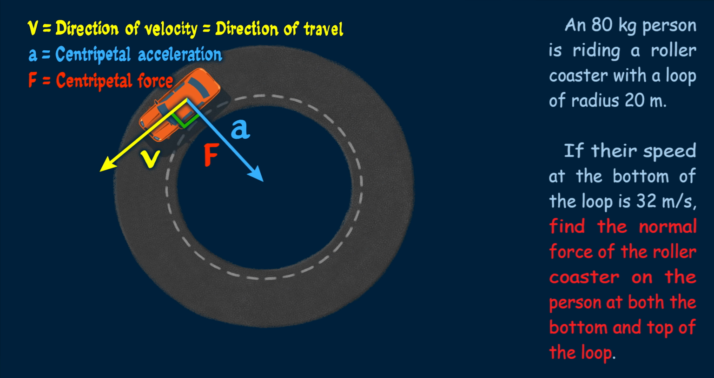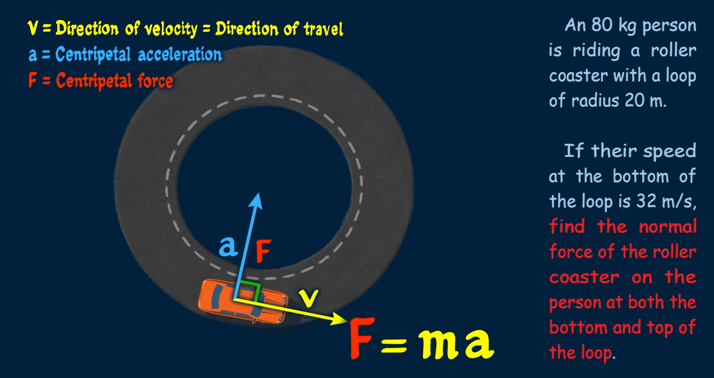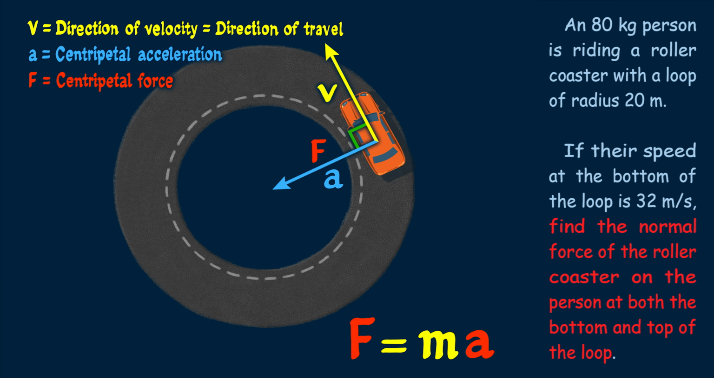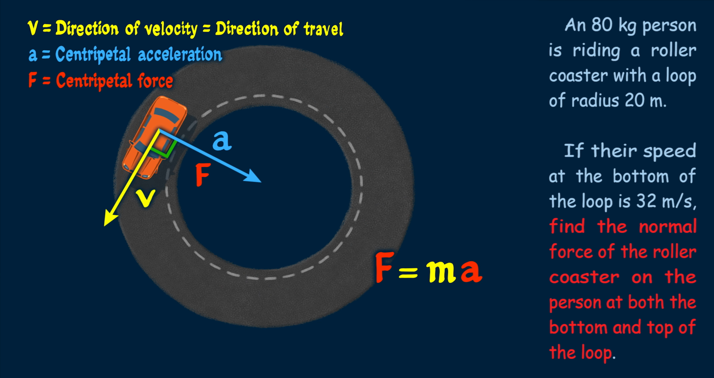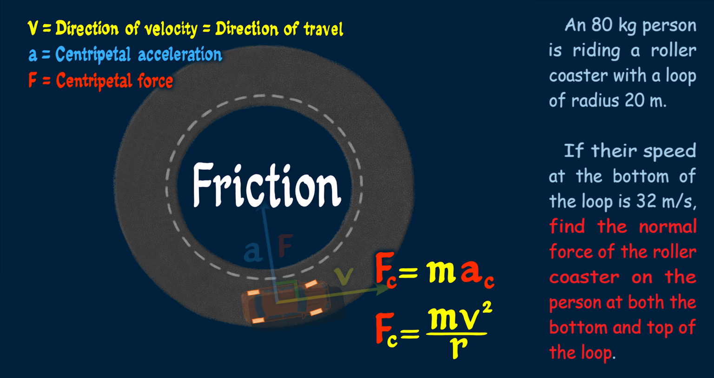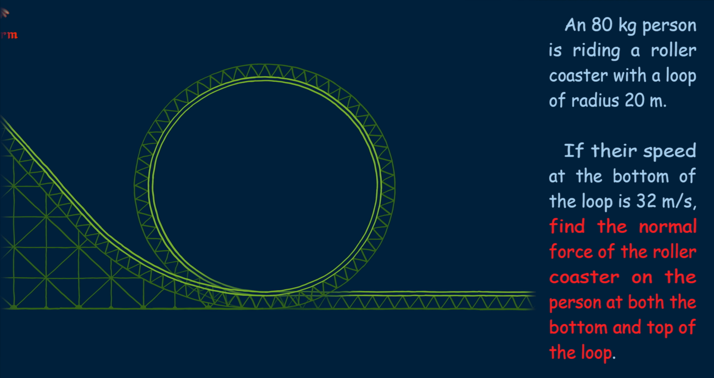Another cool thing about having an acceleration is that from F equals ma, there must also be a net force in the same direction. In the case of the moving car, it's the force of friction between the road and the tires that keeps it moving in a circle. Whereas with the roller coaster, it's the normal force from the track that pushes on the person, and this is how heavy they feel.